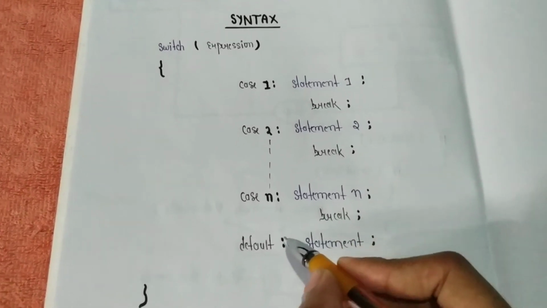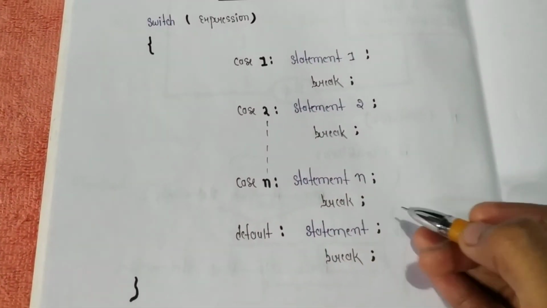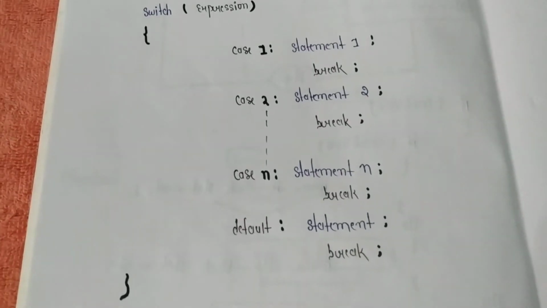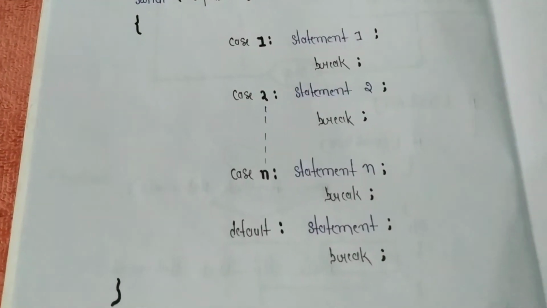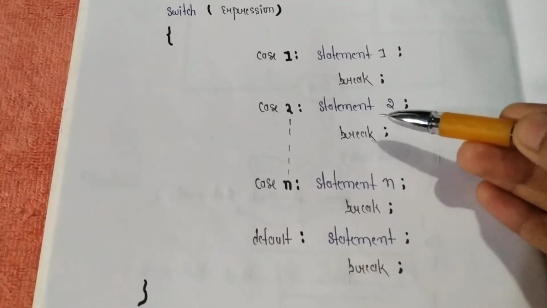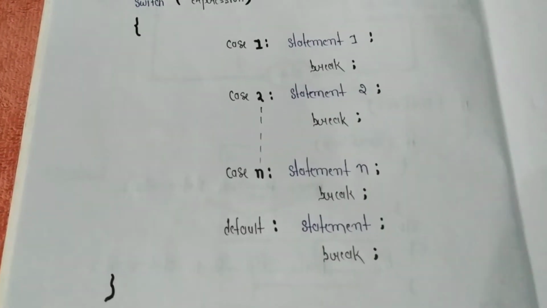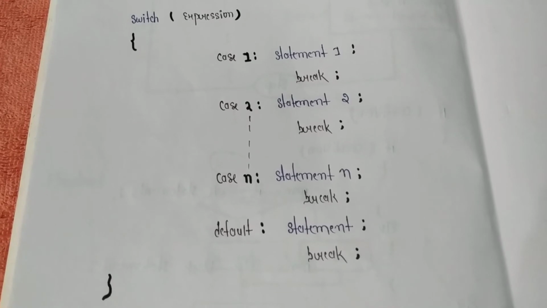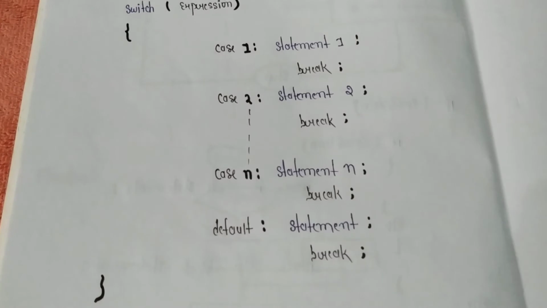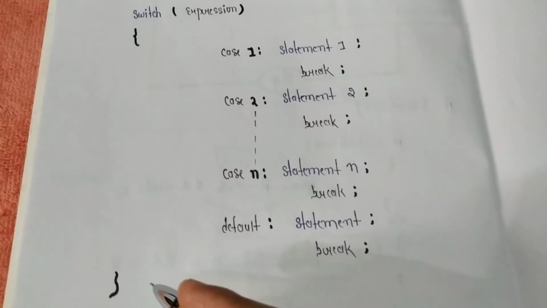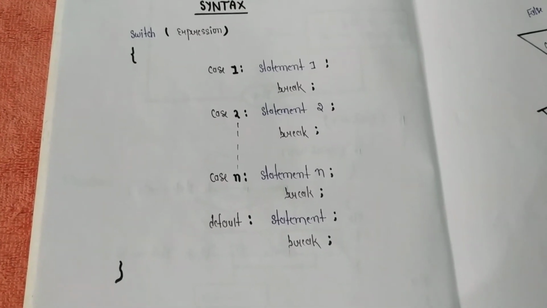Here we can see the default case. After up to n cases we will write the default case, and we use the default case when no case condition matches, meaning there is no condition to match after execution, then our output shows the default block of statements. Clear? After that we also use the break keyword and the closing curly brace. So I hope you got the syntax of switch case statements.